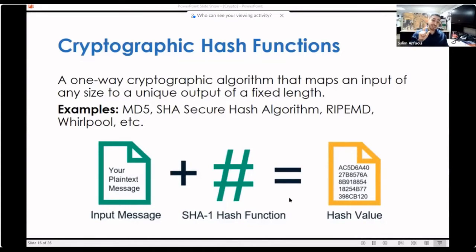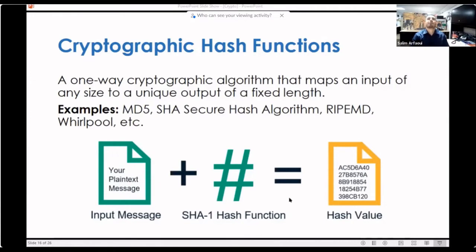And strong collision resistant means that we're not talking about just 2 input messages. We're saying that no 2 messages should hash to the same value, right? So it does not matter how many messages you're going to try. There should not be 2 messages with the same hash digest.